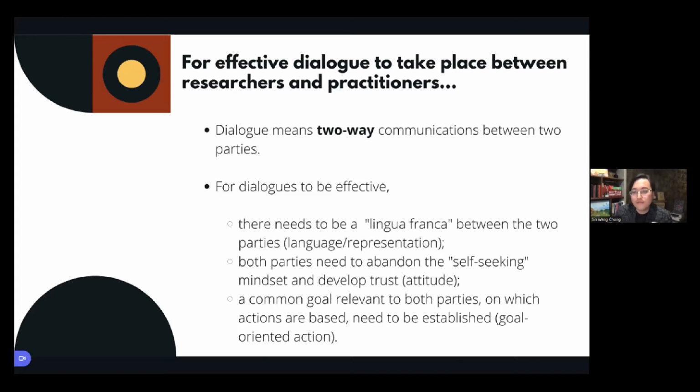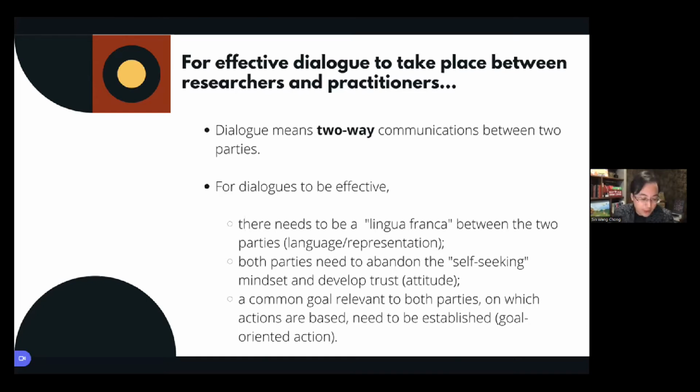So it has to do with the language and how we, for example, as researchers, present findings. Are we presenting findings in a way, in language or words, that can be understood by practitioners, for example? And both parties, of course, need to think about the other party's agenda and think about how to develop trust. I think that's an attitude.